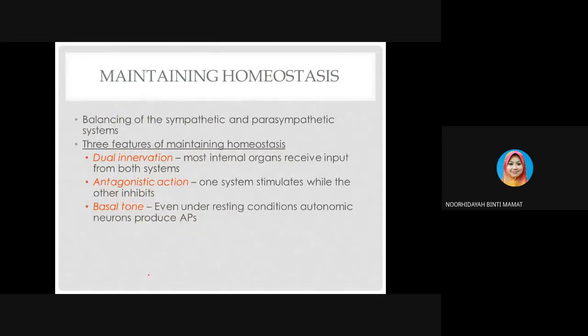So maintaining homeostasis is about the balancing of the sympathetic and parasympathetic systems. So we have three features of maintaining homeostasis.